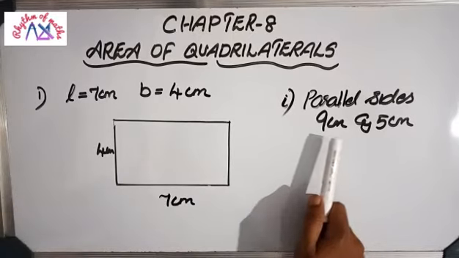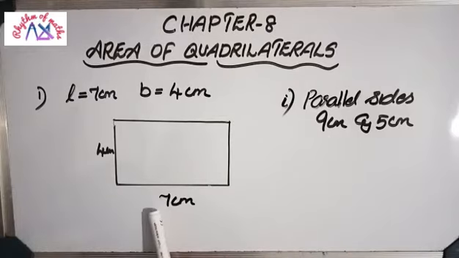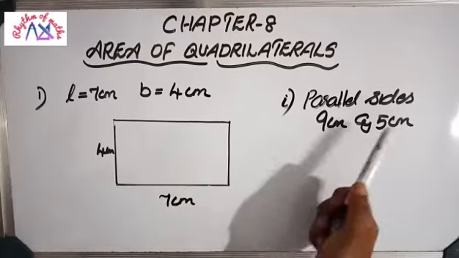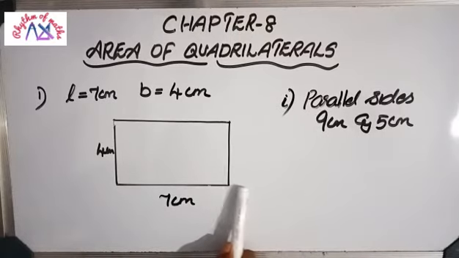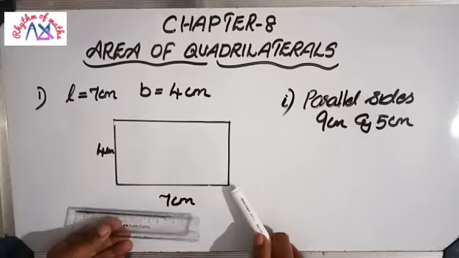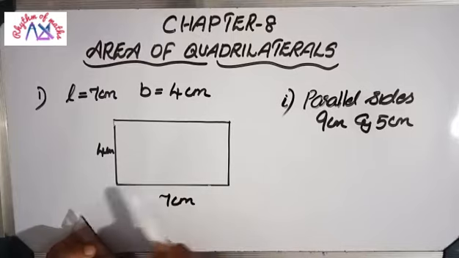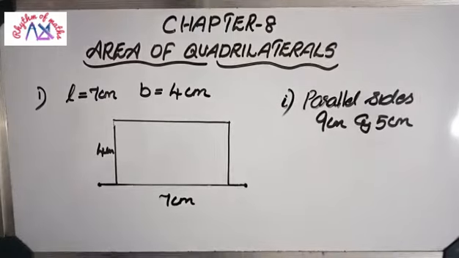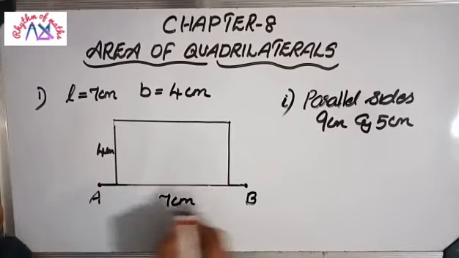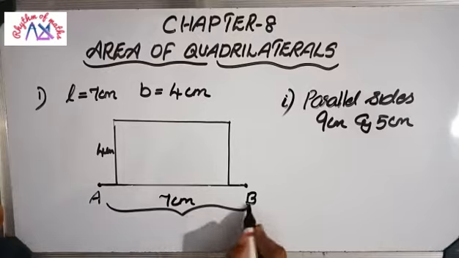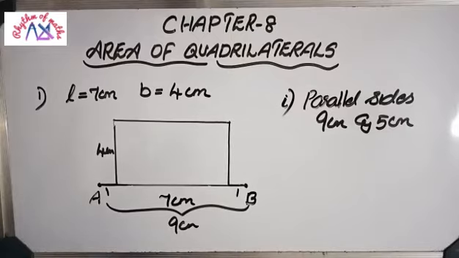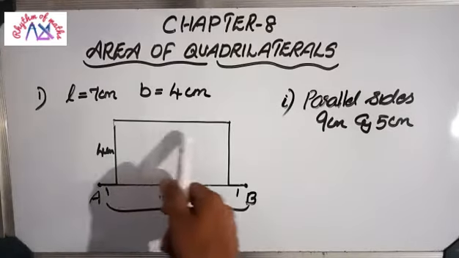To get 9 cm, already 7 here, we need to add 2 more centimeters. So one towards this side and one towards this side you have to add. Using a scale, extend 1 centimeter towards the right and 1 centimeter towards the left. Like this you will get. Let's mark the points as A and B. So A to B is 9 centimeters: already 7 here, 1 here, 1 here, so total 9 centimeters.